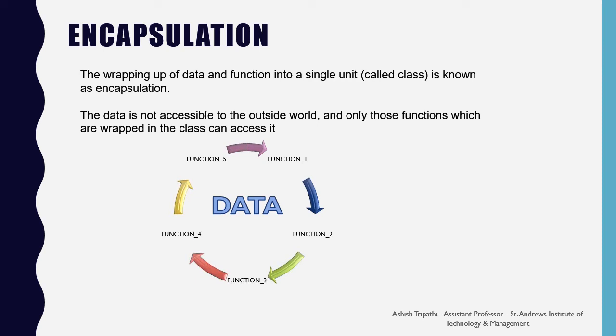When data and functions are put into a single entity, the process is called encapsulation. It makes the data hidden from the outside world and nobody can accidentally access this data. As shown in the diagram, data is protected and is accessible to the outside world only through its functions.